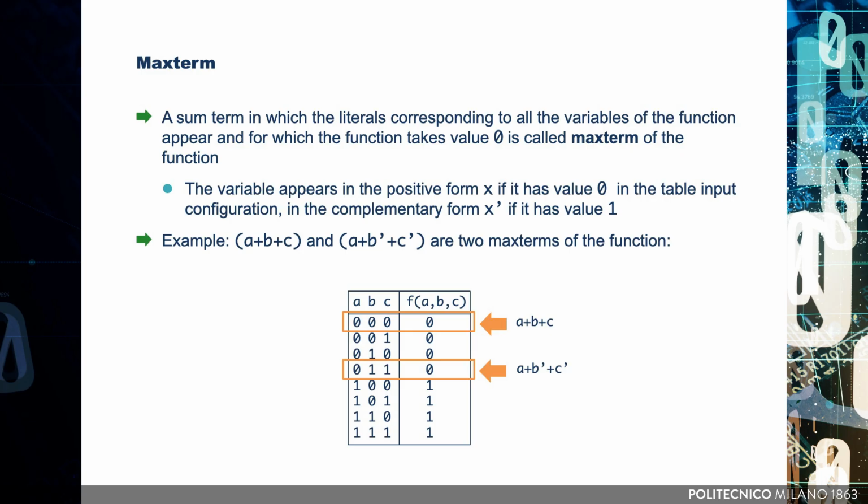The maxterm a or b or c corresponds to the first row of the table. The maxterm a or not b or not c corresponds to the fourth row.